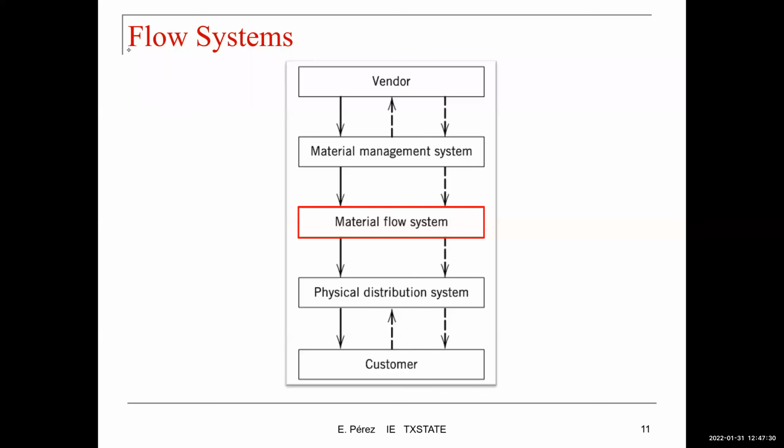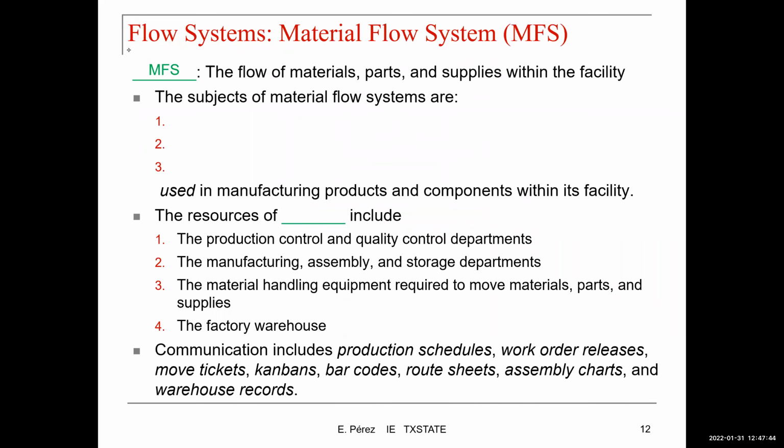Okay, so from here, we move into the material flow system. So we got the product into the facility. Now we look at how to move that material, those products, into the actual manufacturing floor. So material flow system, the flow of materials, parts, and supplies within the facility. The subjects of material flow systems are, again, the materials, the parts, and the supplies that are used in manufacturing products and components within this facility. Okay, so we brought the materials, the parts into the facility. Now we are concerned with the flow inside the facility.